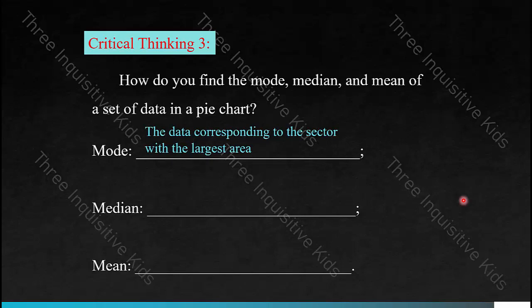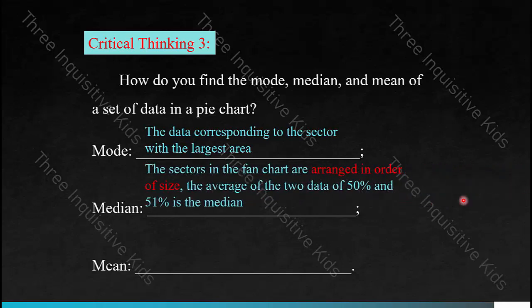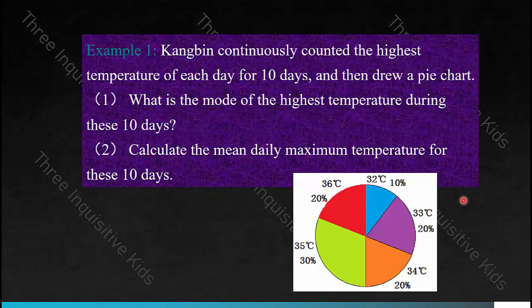The mode in a pie chart is the data corresponding to the sector with the largest area. The sectors in the pie chart are first arranged in order of size, and then the average of the data values of 50% and 51% would be the median. And the mean can be calculated using the weighted average.